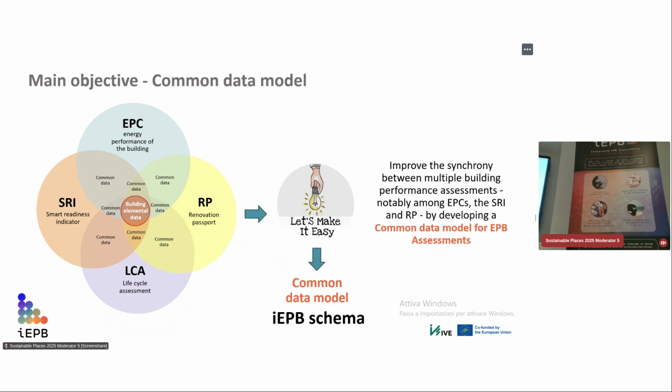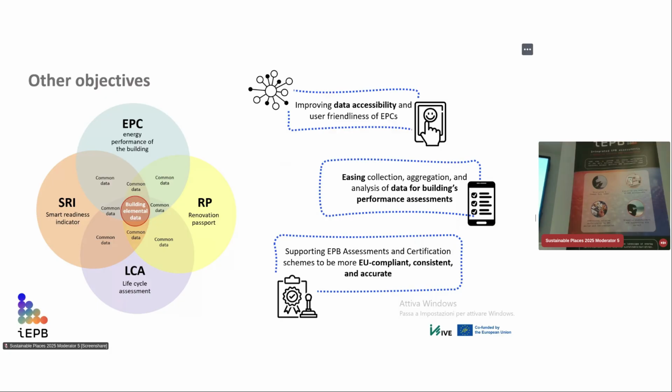So the project wants to improve the synchrony between the multiple building performance assessments. We are working with EPCs, SRIs, and Renovation Passport by developing this common data model for EPB assessments. But we have also other objectives. We want to improve the data accessibility, to ease the collection, aggregation and analysis of the data from the buildings, and support more EU compliant, consistent, and accurate certification and assessment schemes.